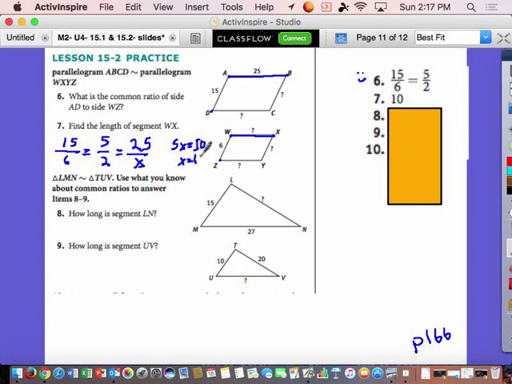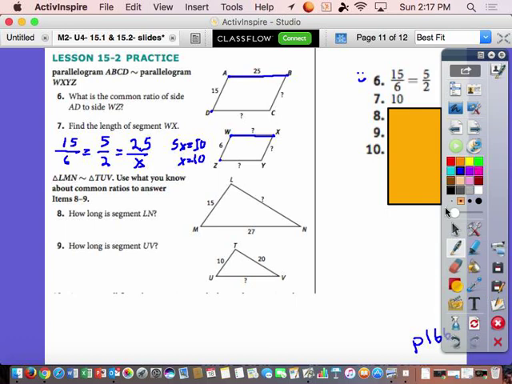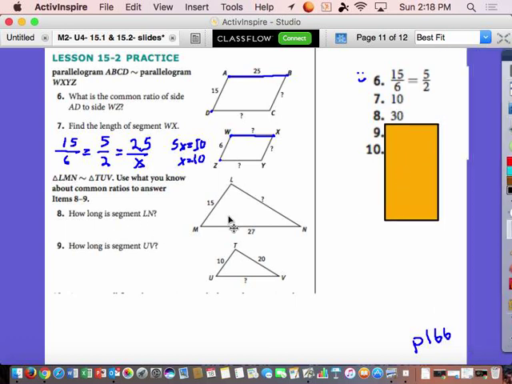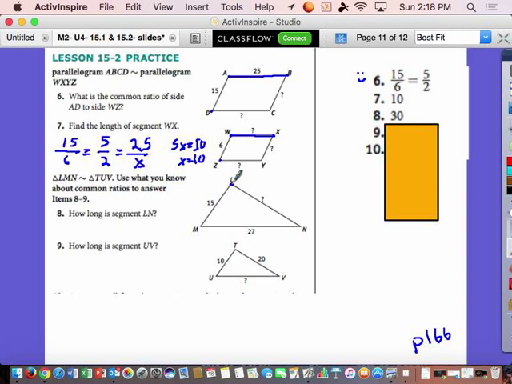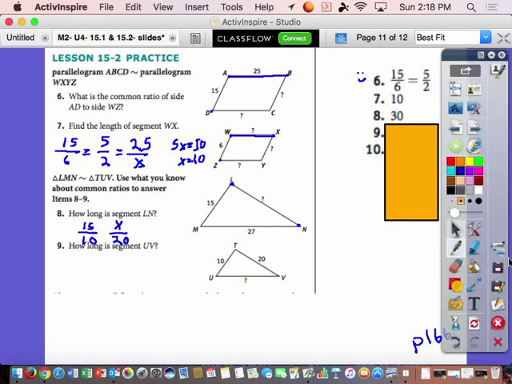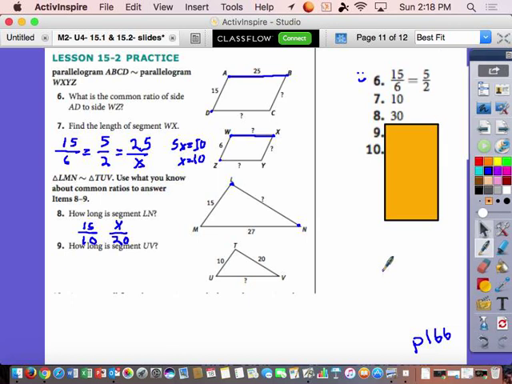Go ahead and click pause, and I'll do 8, 9. Welcome back. Number 8 is 30. How'd they get 30? How long is segment LN? So they're asking for this to here. We'll set up a proportion. We know that we got 15 over 10 over here. We know that those sides are similar, right? 15 over 10. And then just put X over 20. Solve for X, you get 30.